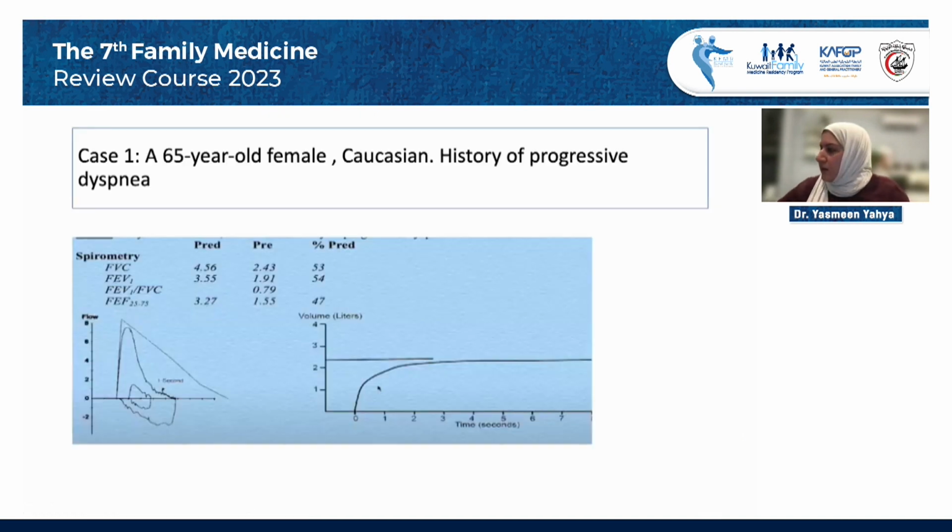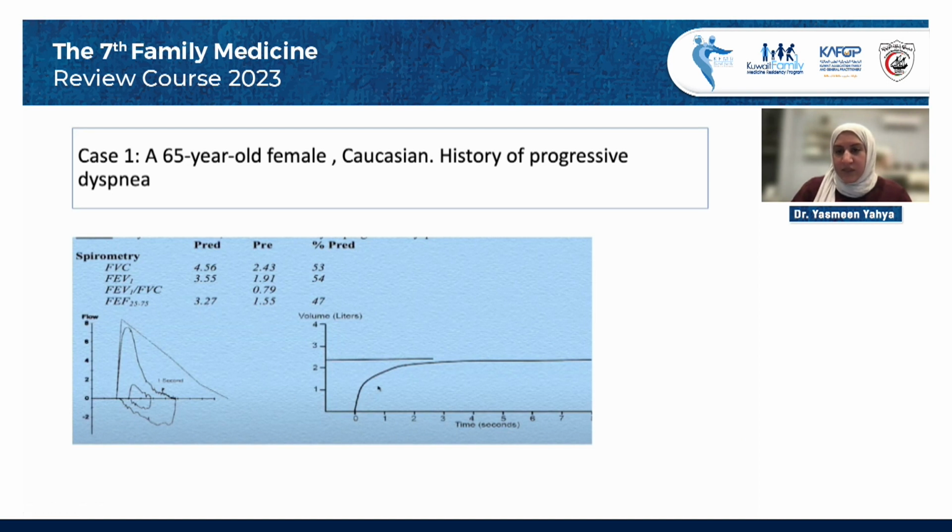So let's go through a few cases here. So here, this is a 65-year-old female who has progressive dyspnea. If you see, FVC is 53%, lower, of course, than normal. FEV1 is 54%. FEV1 over FVC is 0.79, which is normal. So what is this?